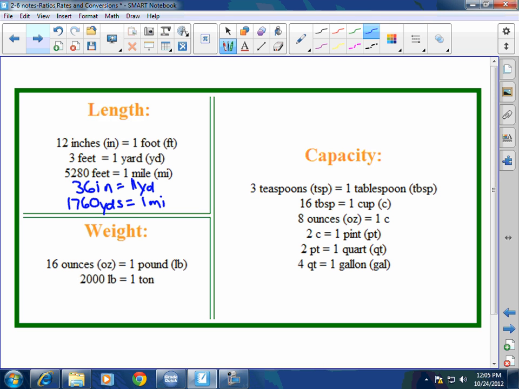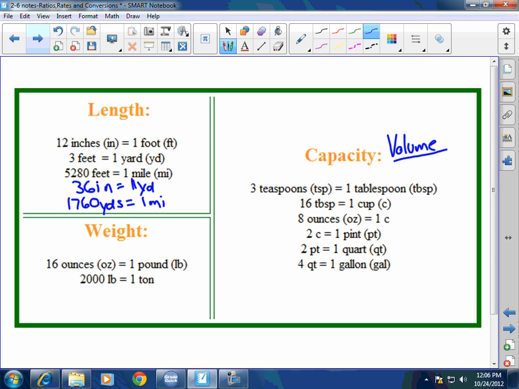For weight, 16 ounces equals 1 pound. 2,000 pounds equals 1 ton. And capacity is basically volume. It's usually a liquid measure. And there are 3 teaspoons in 1 tablespoon. 16 tablespoons in 1 cup. 8 fluid ounces in 1 cup. 2 cups in 1 pint. 2 pints in 1 quart. And 4 quarts in 1 gallon.